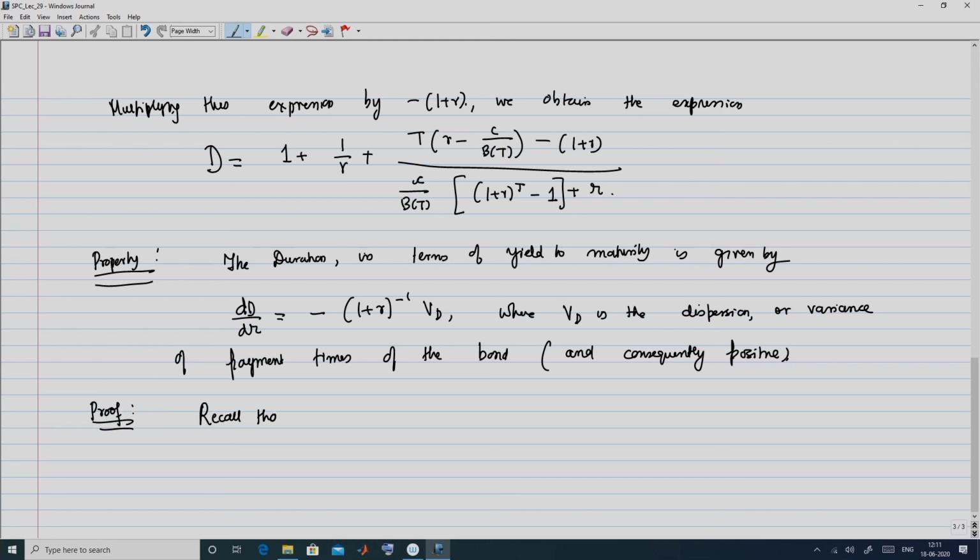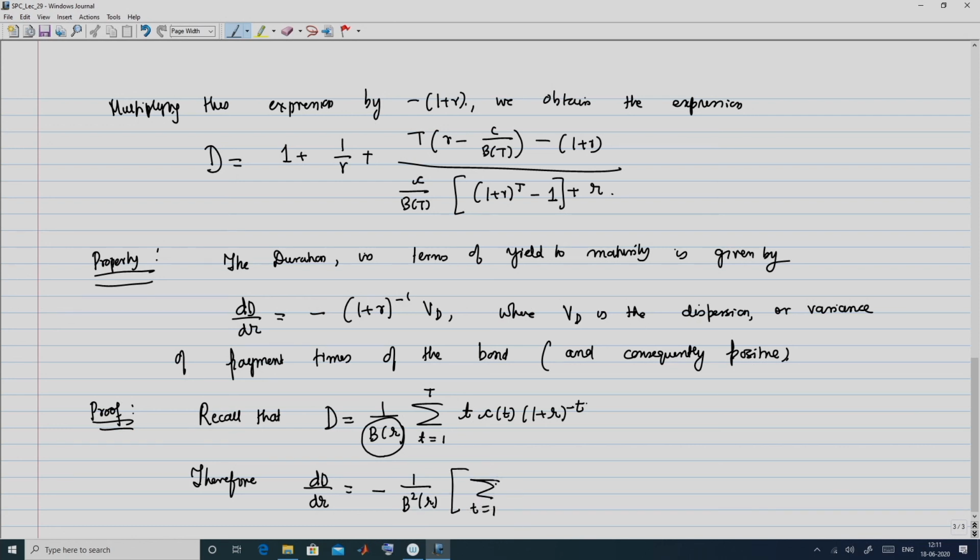So, recall that D is equal to 1 over B of r. So, it is just 1 over the bond price, summation t is equal to 1 to capital T, t c of t into 1 plus r raised to minus t. So, this is the definition, and I have specified B of r to indicate that this is dependent on r. So, therefore, dD/dr, this becomes what? This becomes minus 1 over B squared of r within bracket summation t is equal to 1 to capital T, t square c of t into 1 plus r raised to minus t minus 1 into B of r plus summation t is equal to 1 to capital T, t c of t into 1 plus r raised to minus t into B prime of r.